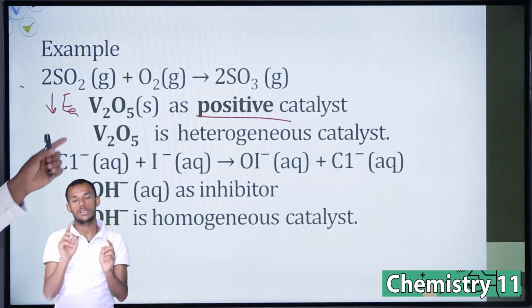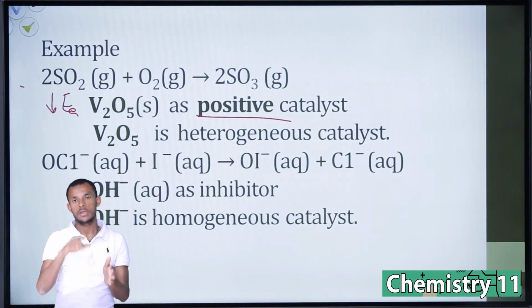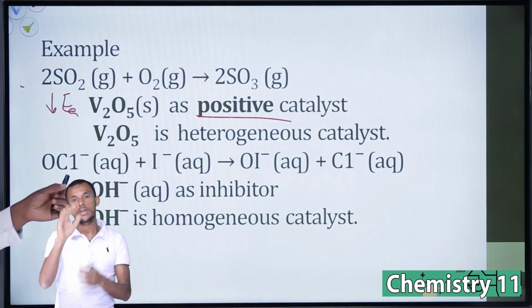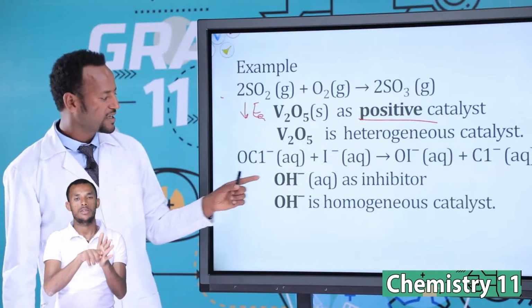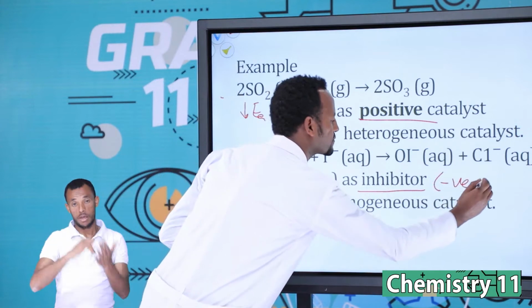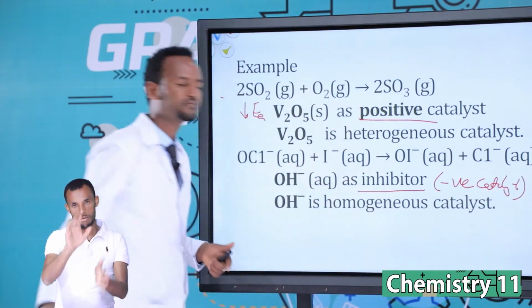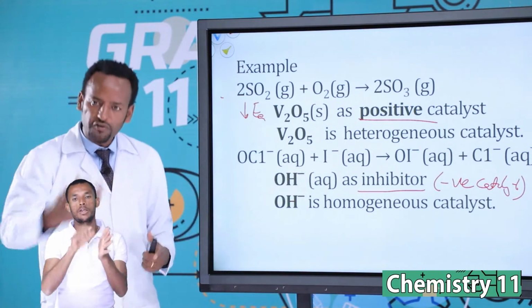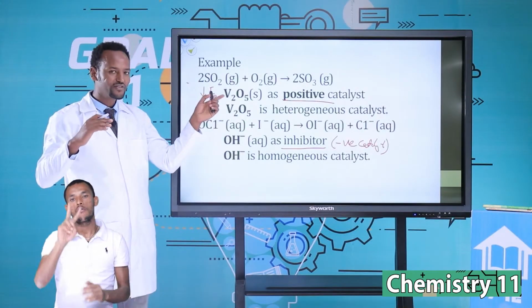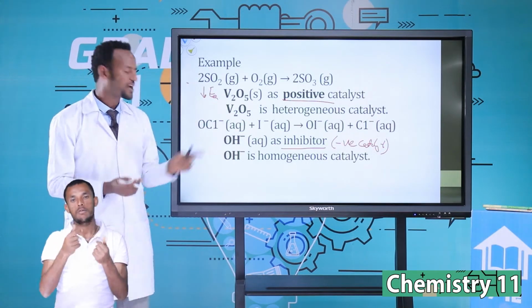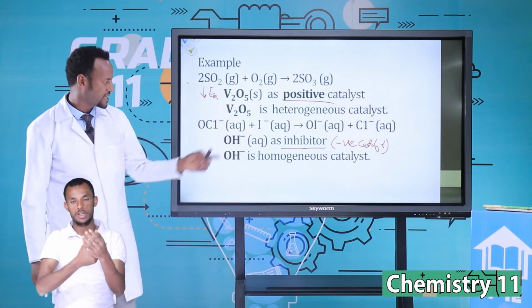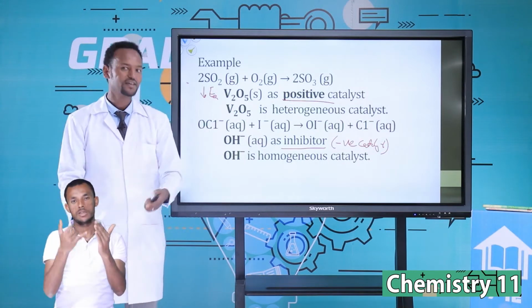Another example: OCl minus aqueous plus I minus aqueous gives OI minus aqueous plus Cl minus aqueous. In this case, the catalyst that can be used is OH minus. OH minus is an inhibitor. Do you know what an inhibitor means? Inhibitor means negative catalyst. Therefore, OH minus slows down a chemical reaction by increasing the activation energy level. V2O5 decreases the activation energy level, while OH minus increases it. When the activation energy level increases, the rate of the reaction decreases. Therefore, OH minus is an inhibitor, or a negative catalyst.